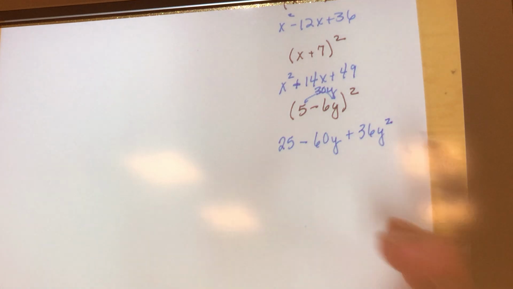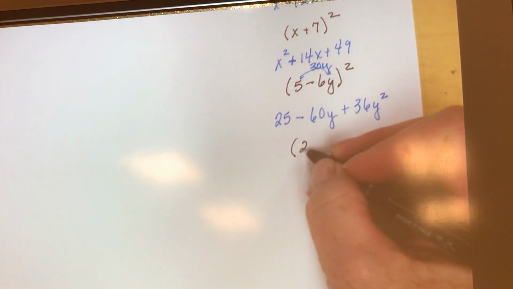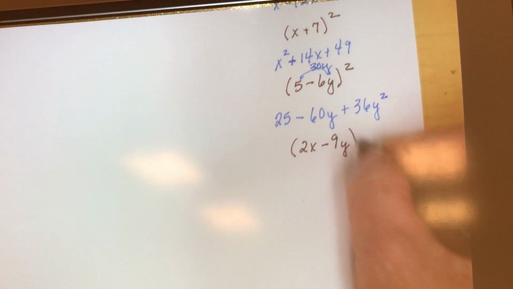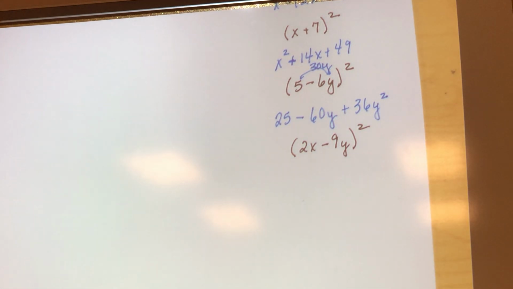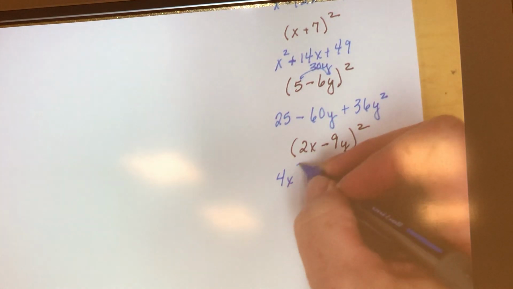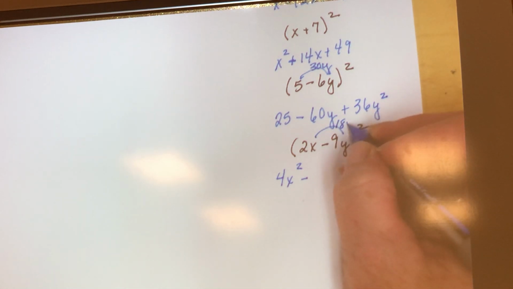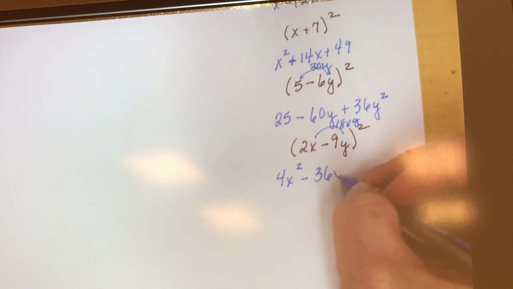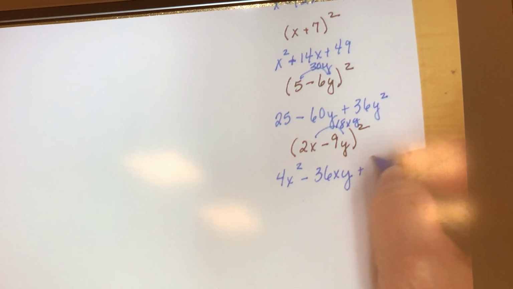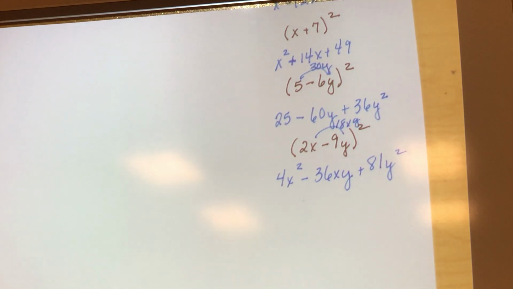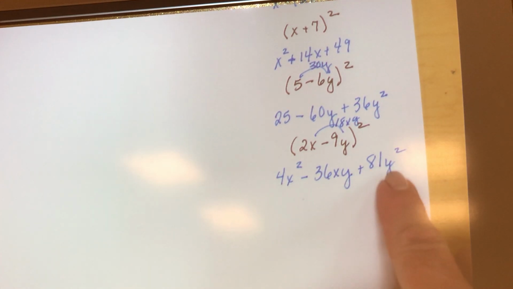One more, okay, and the bell's about to ring. So here we go. 2x minus 9y quantity squared. 2x minus 9y quantity squared. Is that what y'all got? Yes. Got to square the 4 and the x. Got to square the 9 and the y.